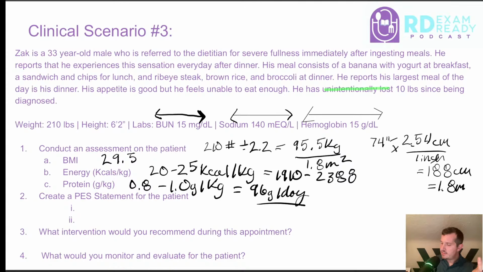He has unintentionally lost 10 pounds since being diagnosed. So within the clinical domain of the nutrition diagnosis manual, we do have something about weight loss, and we can say that he has had unintentional weight loss, right? Let me just do that again.